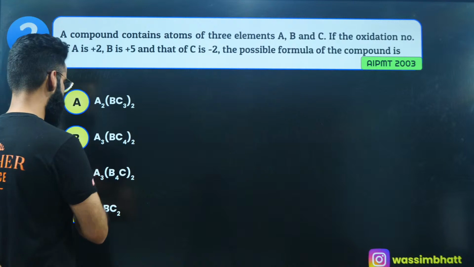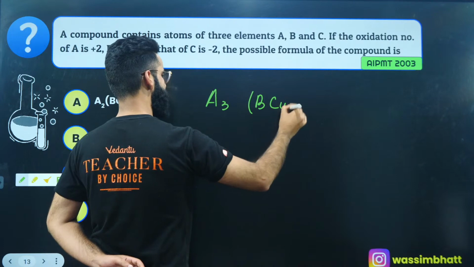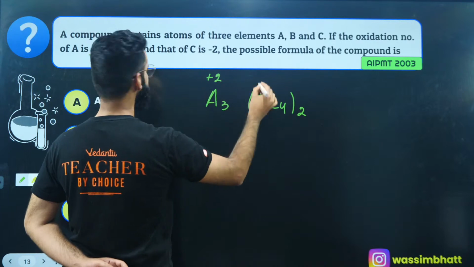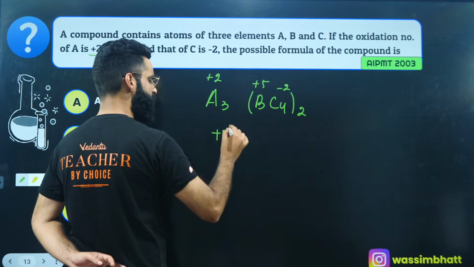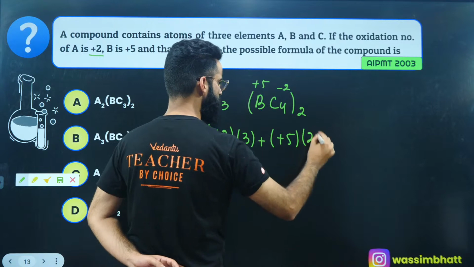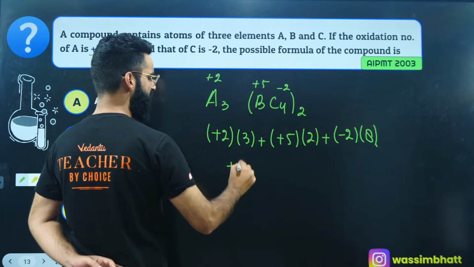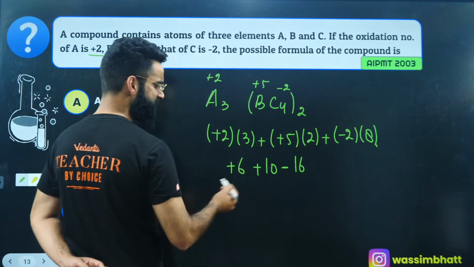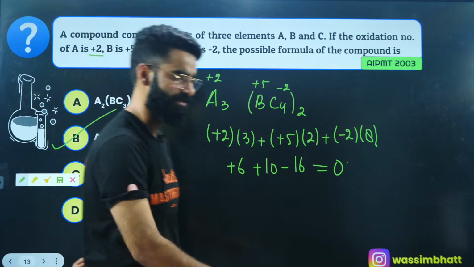Let's check for option B. Let's assume the formula is A3 B2 C8. I'm assuming A in the second formula is showing plus 2 oxidation state, B is showing plus 5 oxidation state, and C is showing minus 2 oxidation state. Let's check it out. Since A is showing plus 2 oxidation state and there are 3 A atoms, B is showing plus 5 oxidation state and there are 2 B atoms, C is showing minus 2 oxidation state and there are 8 C atoms. So this value will come out to be 6, this value will come out to be 10, this value will come out to be minus 16. Is this value coming out to be 0? Absolutely, this value is coming out to be 0. So it will be option B, which is the correct answer of this question.